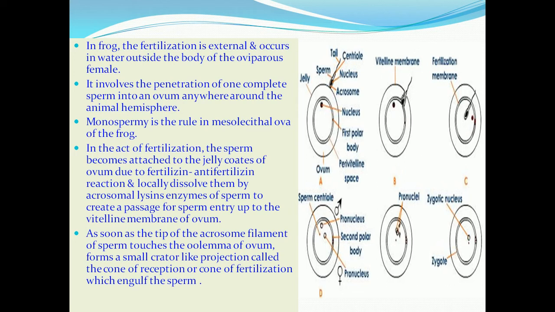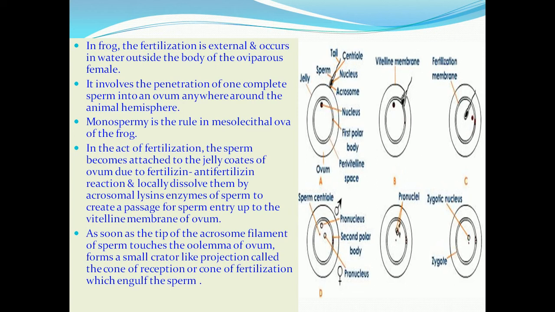So frog, it is an oviparous. The fertilization is the process where the male sperm and the female ovum fuse with each other to form the diploid zygote. It does not occur inside the body, but externally, outside the body, in the water medium.